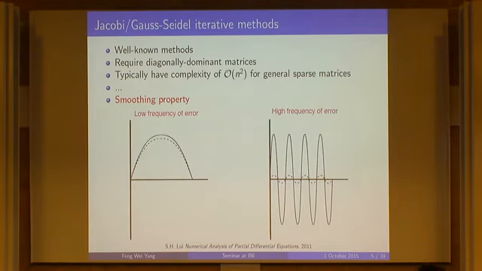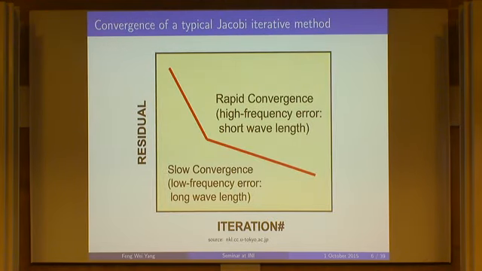So what you normally see when using Gauss-Seidel or Jacobi to solve a problem, if we look at the residual, is a rapid convergence to start with, where the high frequency error was in the system, and then a very slow convergence with a lot of iterations. That's because it's not robust on the low frequency error.